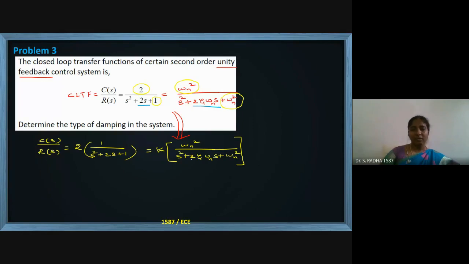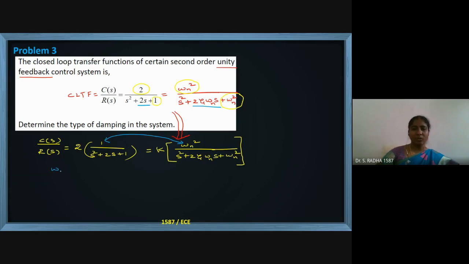Before proceeding to the calculation of omega n, you have to see that the numerator and the denominator last term both give the same omega n square value. As of now, you can neglect k and go with the comparison. In both places, numerator as well as denominator last term, omega n square is the same.